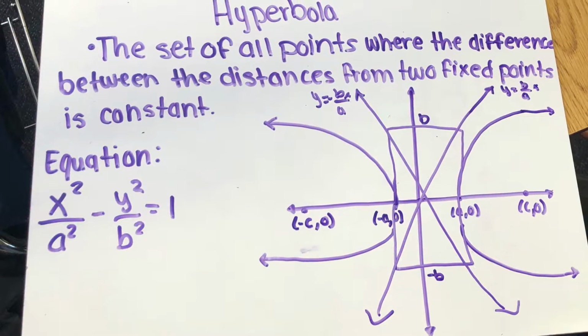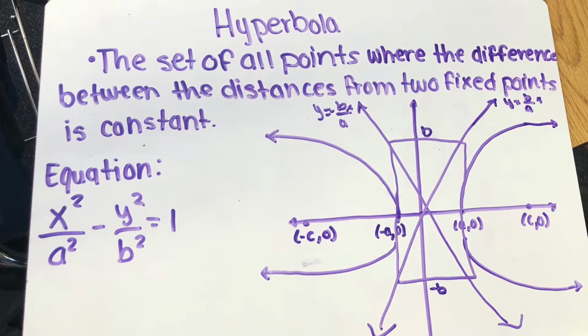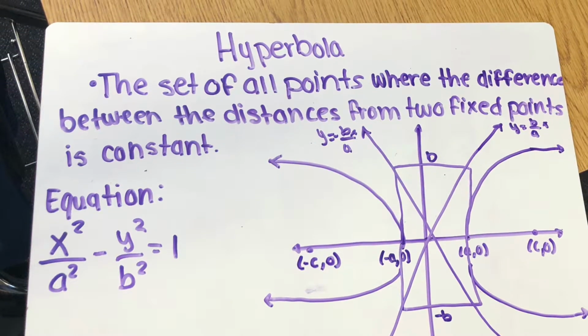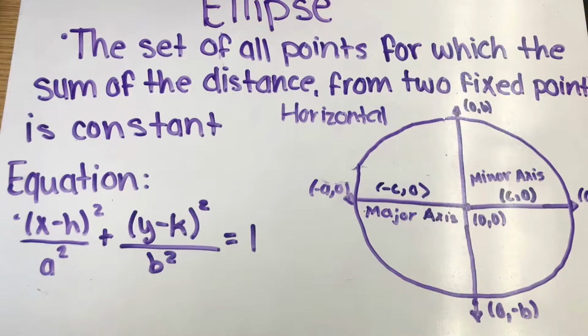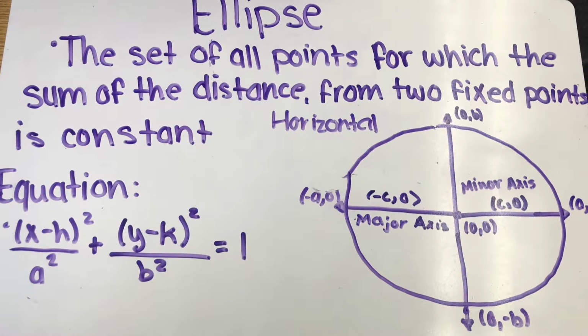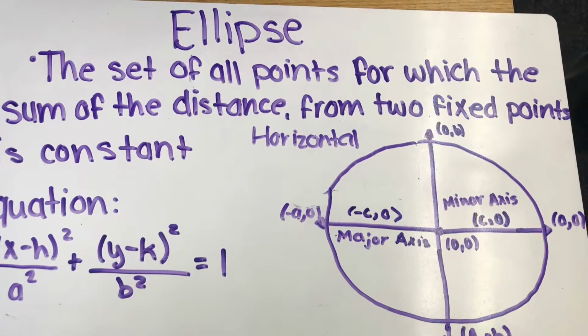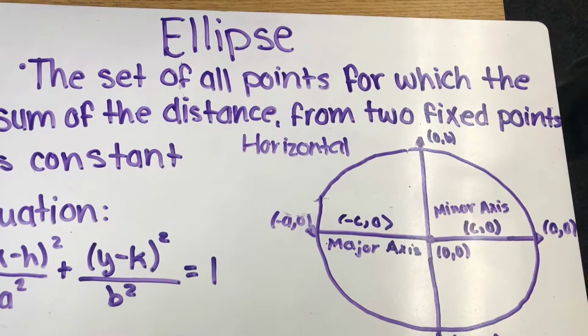The second one is the hyperbola, which is the set of all points where the difference between the distances from two fixed points is constant. The last one is the ellipse, which is the set of all points for which the sum of the distances from two fixed points is constant. You can see the equation below.